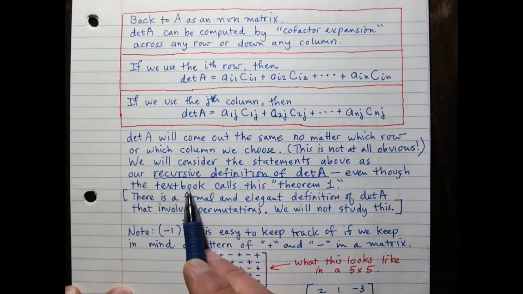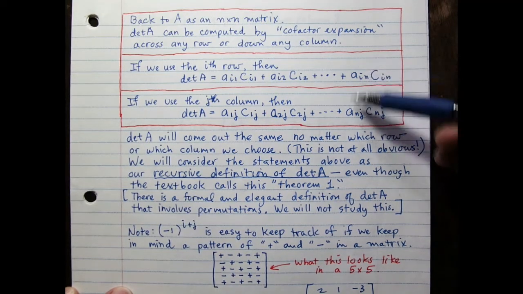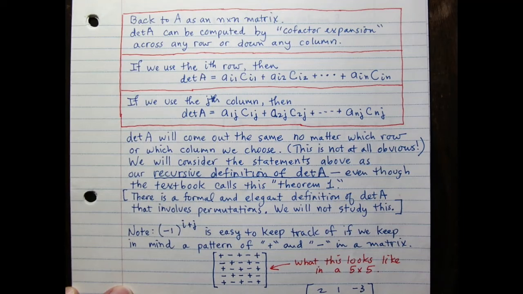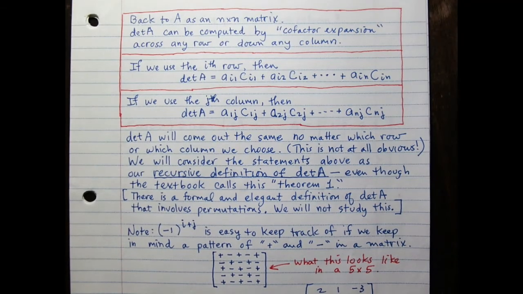Now, what we're not going to be able to show is why all of these different possible ways of calculating the determinant always come out the same. That gets a little bit beyond our scope here. Also, I just want to say there is a formal, elegant, and beautiful definition of determinant of A that involves permutations. We're not going to study that definition. If you want to know about it, just contact me. I'd be happy to go on and on about the definition of determinant of A using permutations.